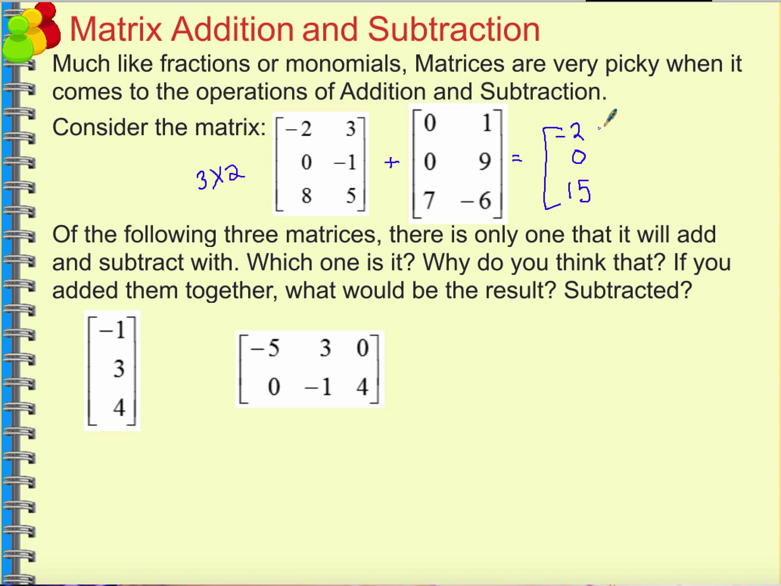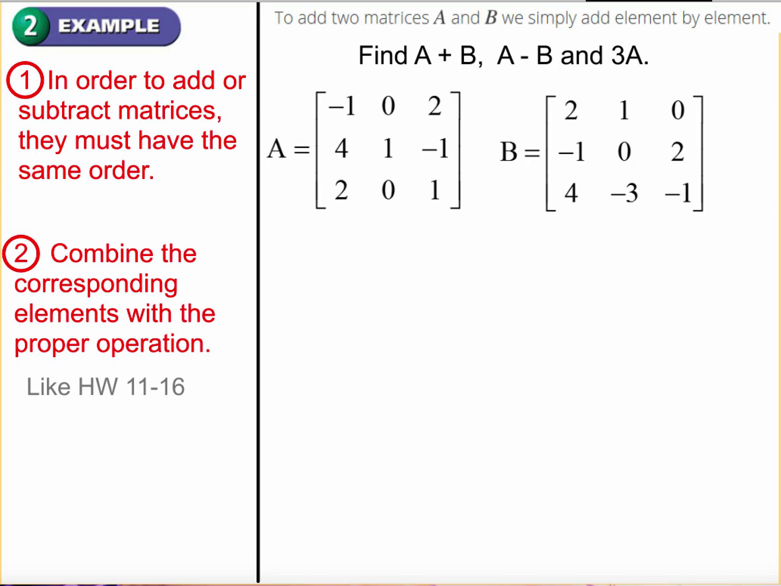3 plus 1 is 4. -1 plus 9 is 8. And 5 plus -6 is -1. This is the sum of our two matrices. And subtraction will work the same way. Isn't that cool? I know you guys can do this.